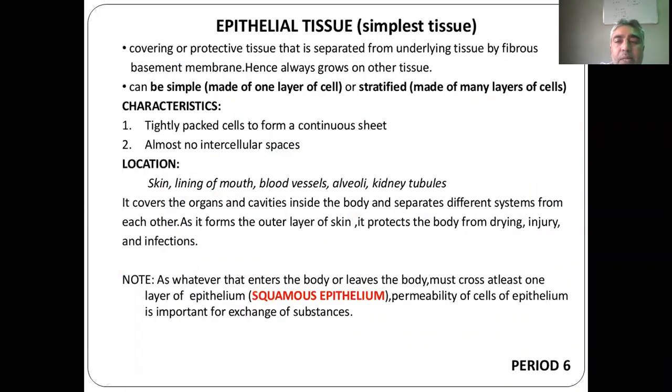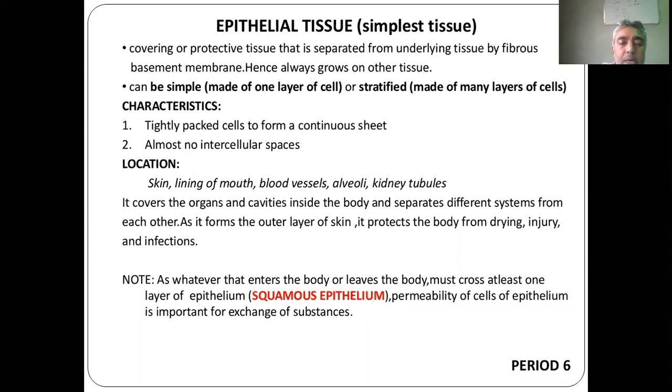Epithelial tissue is also known as the simplest tissue, a covering or protective tissue that is separated from underlying tissue by a fibrous basement membrane, hence it always grows on other tissue. It can be simple, made up of one layer of cells, or stratified, made of many layers of cells. Characteristic of epithelial tissue: tightly packed cells that form a continuous sheet, with almost no intercellular spaces. Location: skin, lining of mouth, blood vessels, alveoli, kidney tubules.